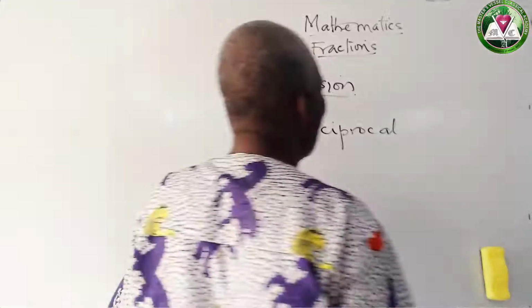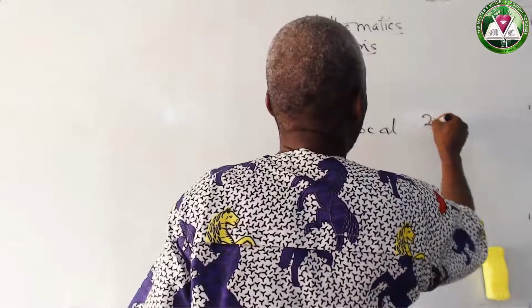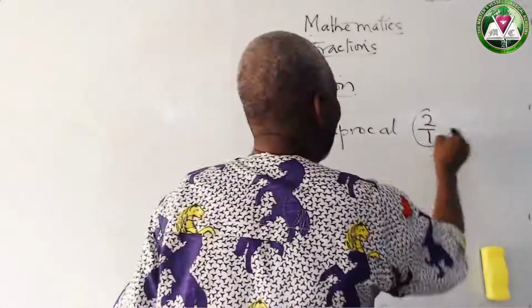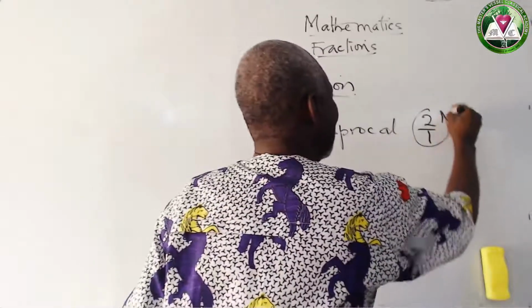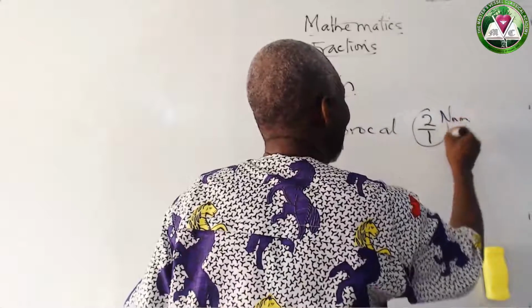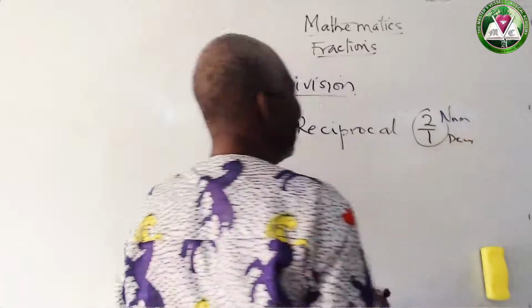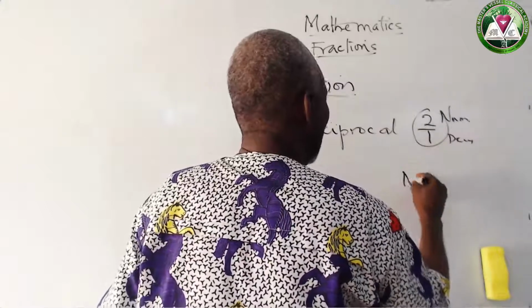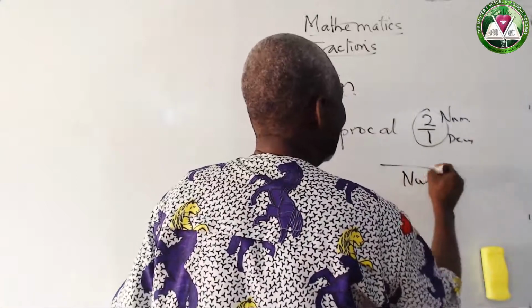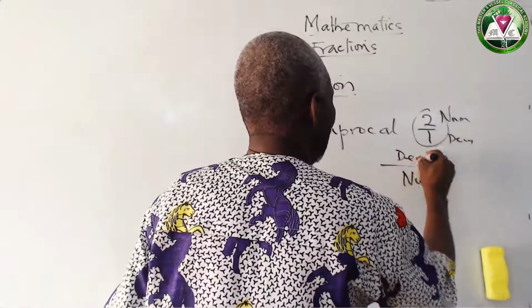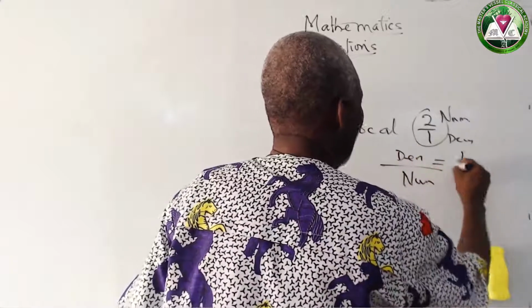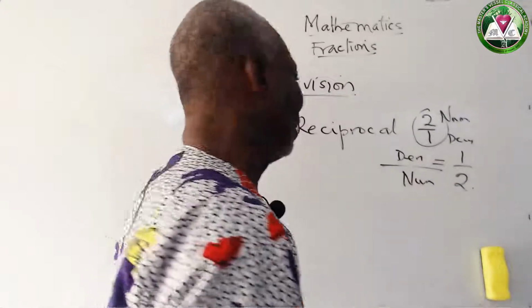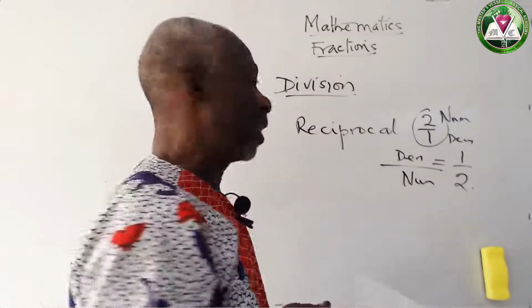All right. So if I have 2 over 1, then the reciprocal of this number will become, remember, this is numerator and this is denominator. Since upside will go down, the numerator will go down, and the denominator goes up. So what do we have there? 1 all over 2. Very simple. Turn the thing upside down.